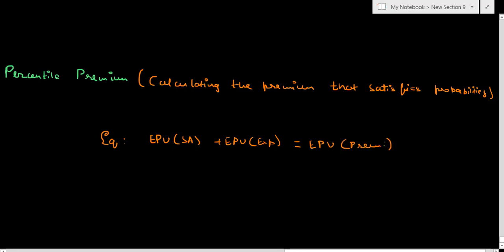And that's how I calculate my premiums, and I use this equation in order to find the value for the premium, the annual premium. But there is another approach that insurance companies use.